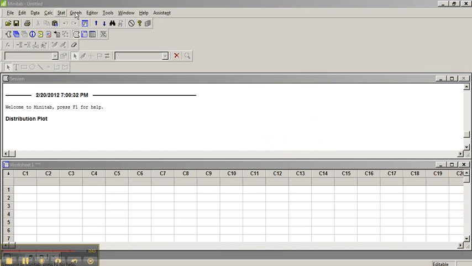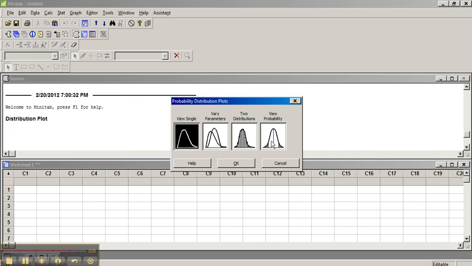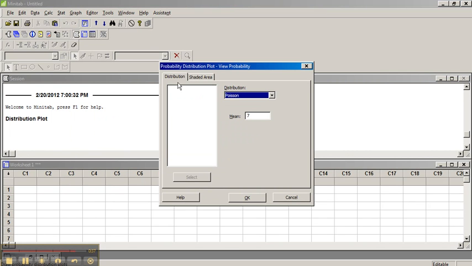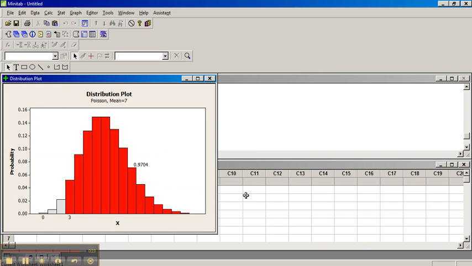Okay, Minitab, few ways. One way you could do is go to graph, probability distribution plot, view probability. Go here, go to Poisson, put 7. That's the mean, shaded area. Let's do x value. We don't need left or right tail, but we have to type it in if you're going to do it this way. So I'm going to just type in 3 here and type in right tail, and I'll show you what I'm talking about. I don't need the right tail, but if I need it greater than 3, it would be this value, but I only need exactly 3.